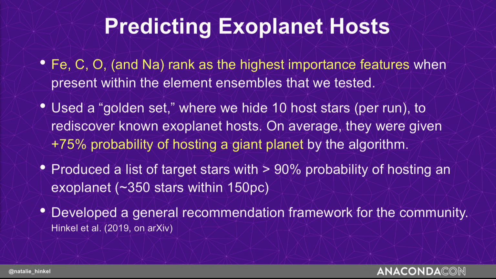So without a true negative, what I decided to do was use a golden set. We took a number of stars that we know have planets. We took that out of our training set, and we hid it within our predictive set. And then we applied our algorithm to it to see how it would come out. We found that over 75% of the time, these stars that we know host planets were likely to have planets. So good, that was great. More than a coin toss.